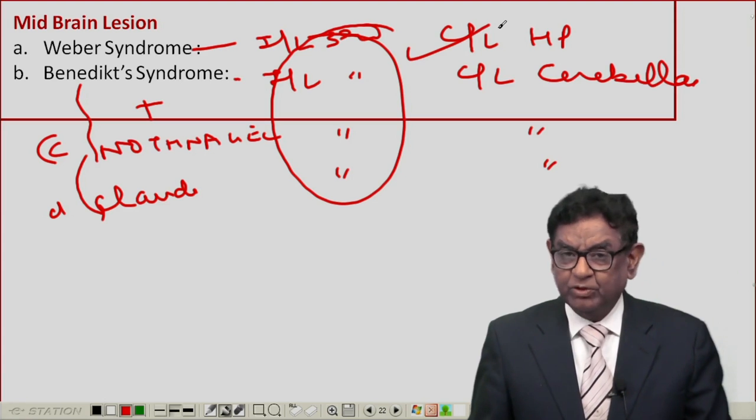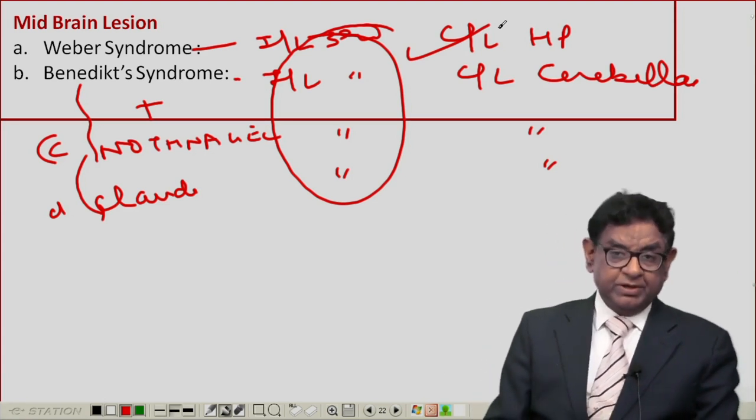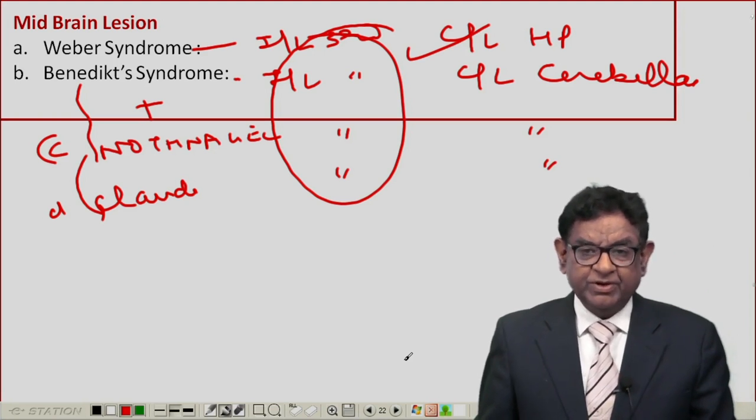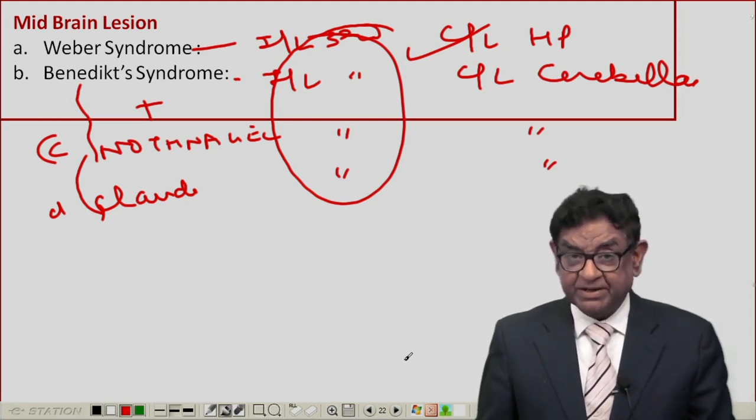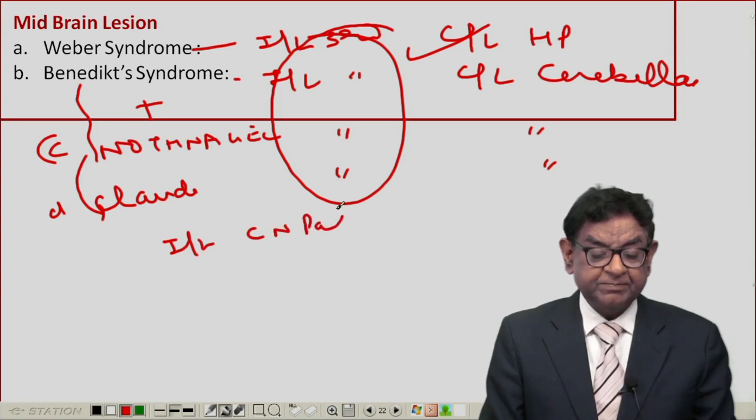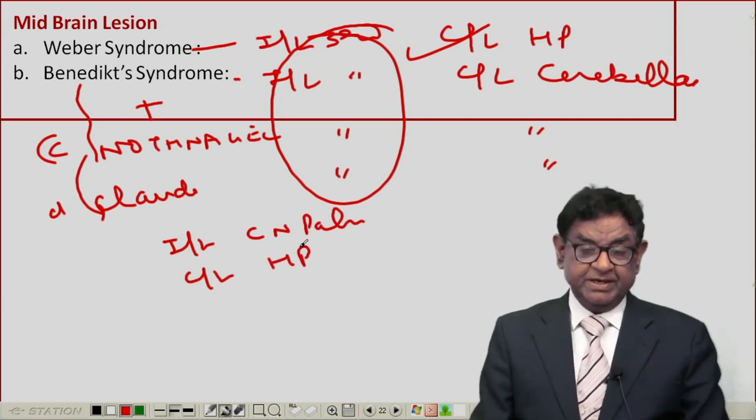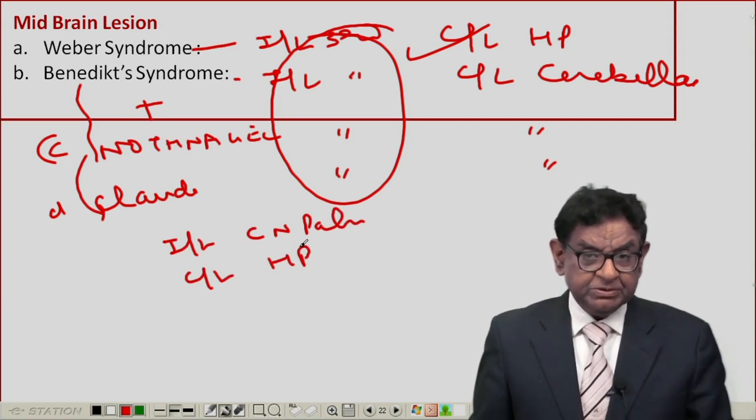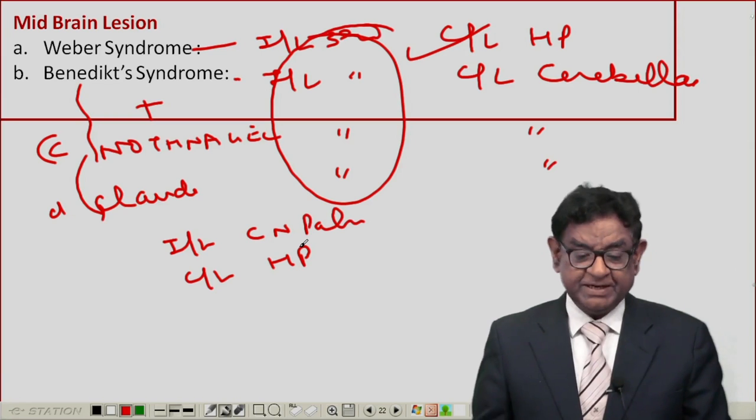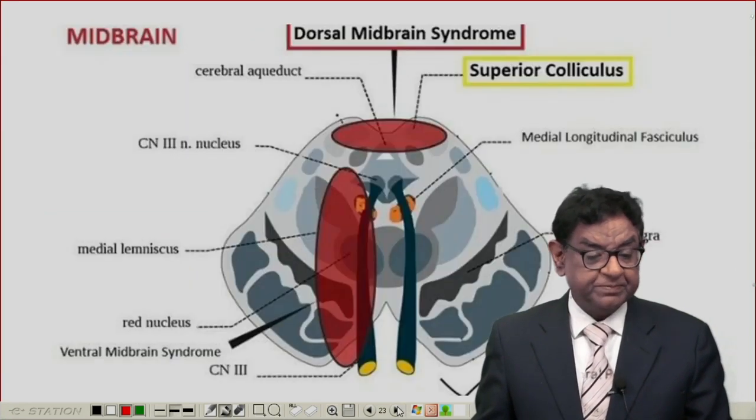Now, one more thing I would like to note: we have syndromes like Weber syndrome, Millard-Gubler syndrome and medial medullary syndrome. In all these three syndromes, we are getting ipsilateral cranial nerve palsy and contralateral hemiplegia. So this point should be very, very clear to you that there are a few conditions where we have contralateral hemiplegia with ipsilateral cranial nerve palsy.